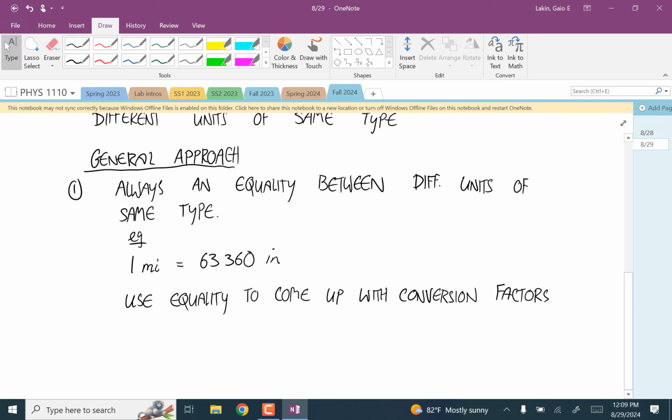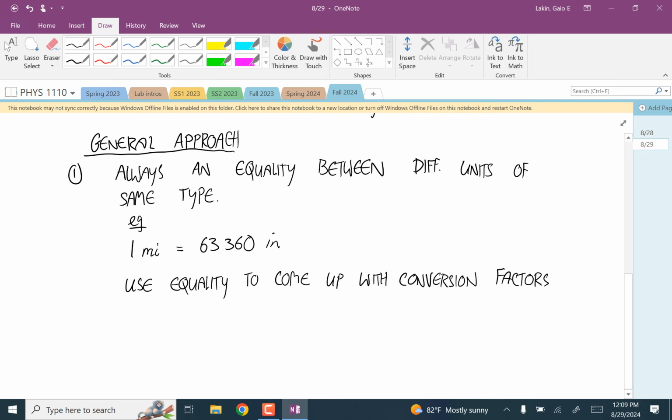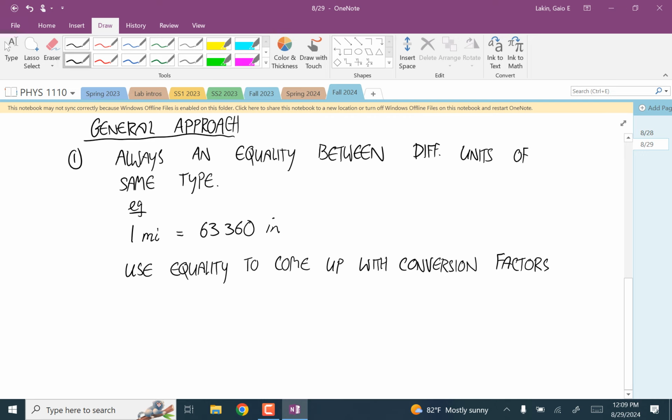And there's always two conversion factors you can come up with from one equality. So if these two things are equal, you know that if you divide something by itself, you get 1. So we can set up ratios of these that are equal to 1, like 1 mile divided by 63,360 inches. Since those are the same thing, you can think of this as 1, and it's also equal to 63,360 inches over 1 mile.